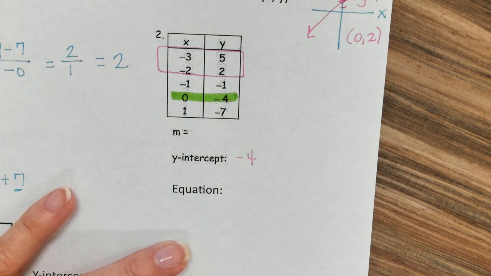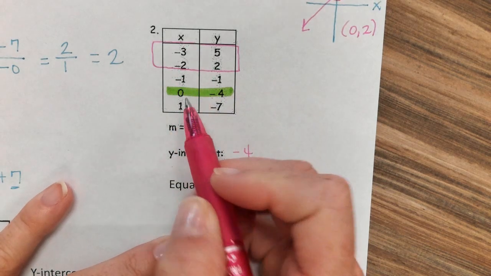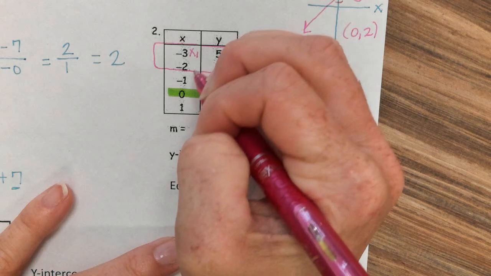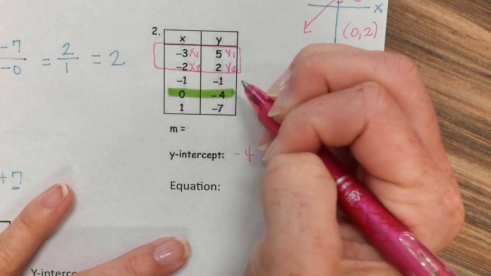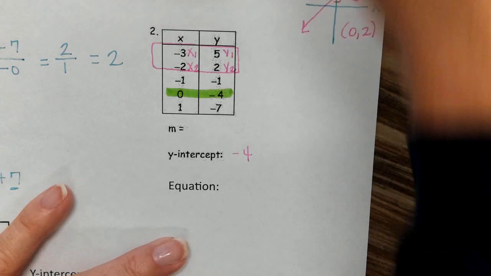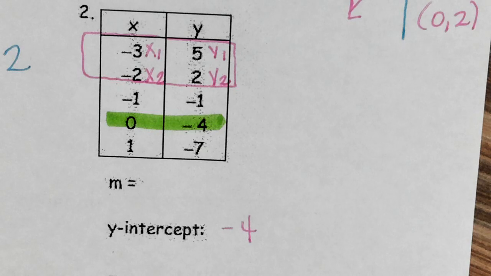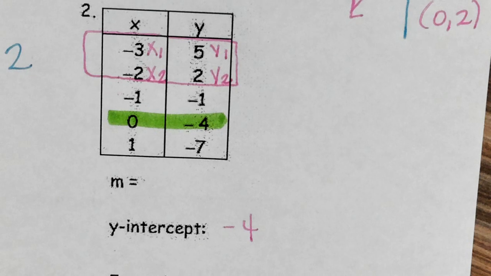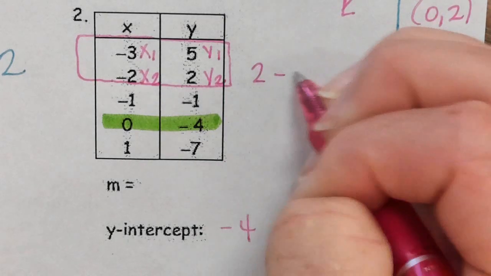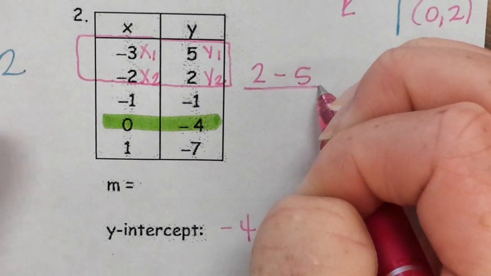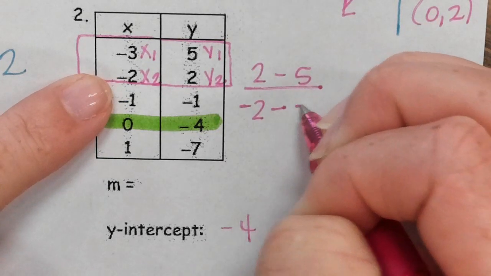Before I move on, I need to label them. These are all what? So this is the first x. This is the second x. This is the first y and the second y. Do I get to do 5 minus 2? No. Why not? So y2 has to go first. So how am I going to write this? 2 minus 5 over negative 2 minus negative 3.